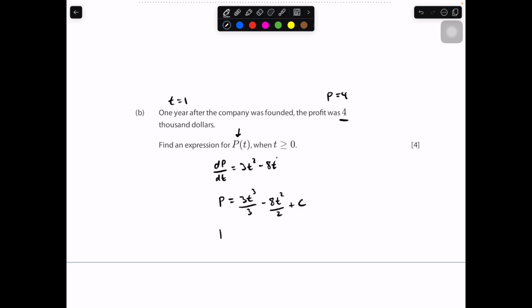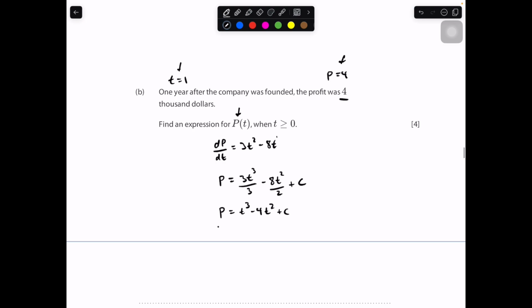Let's clean this up. 3 over 3 is just going to be 1, so we'll have t cubed. Minus 8 over 2 is going to be 4t squared plus c. They also give us a value of p is equal to 4 and t is equal to 1. So let's input those values. 4 is equal to 1 cubed minus 4 times 1 squared plus c, and now we can solve for c.